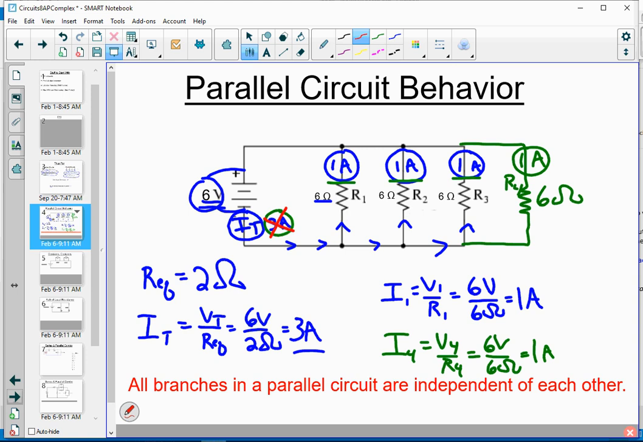So the equivalent resistance just went down and more current will flow. How much current? 1, 2, 3, 4 amps. So the new current reading becomes 4 amps.